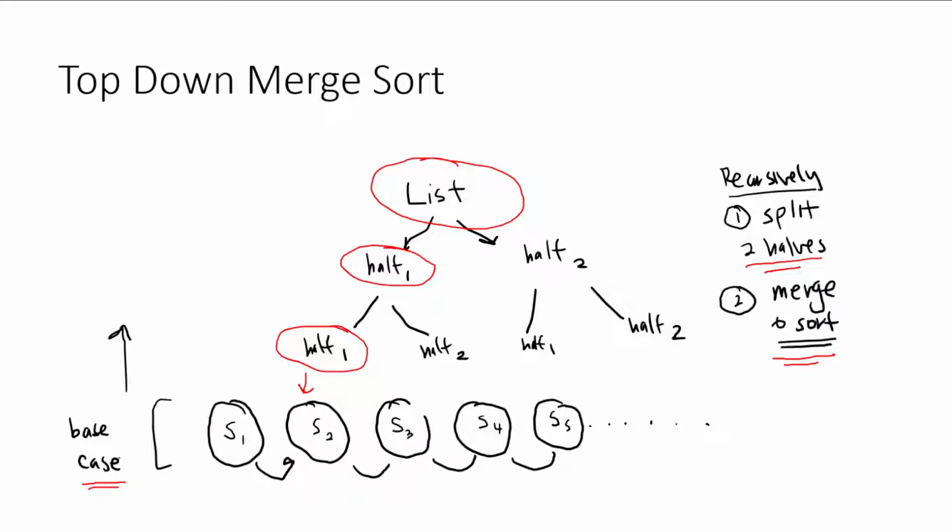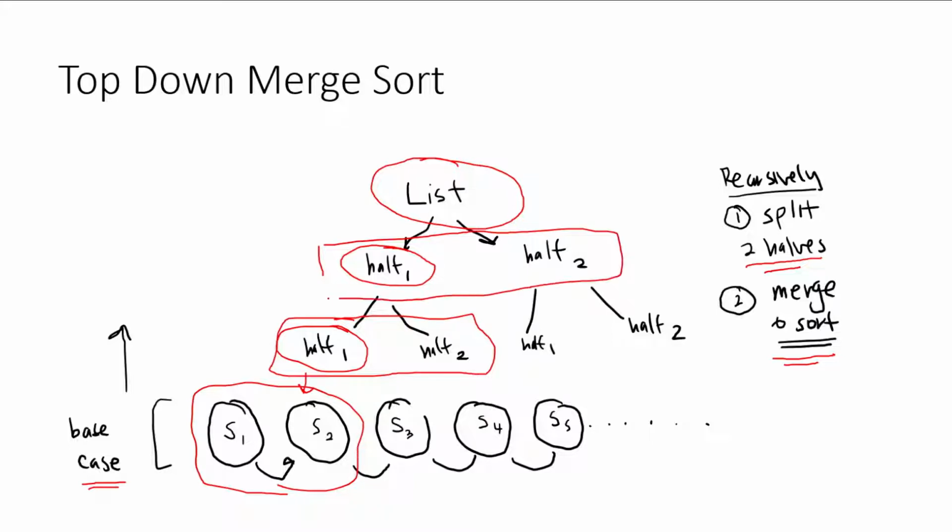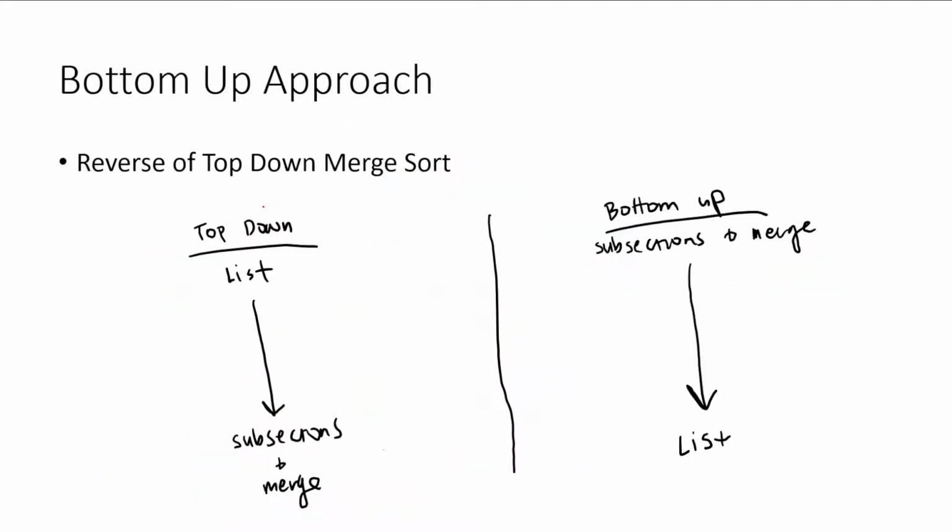Once it reaches that base case, it will return back up to merge and sort these pairs or halves of the list. And after every half has been merged and sorted, then at the end it should return back up to a sorted list.